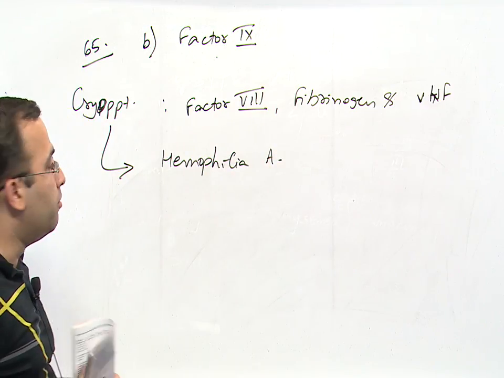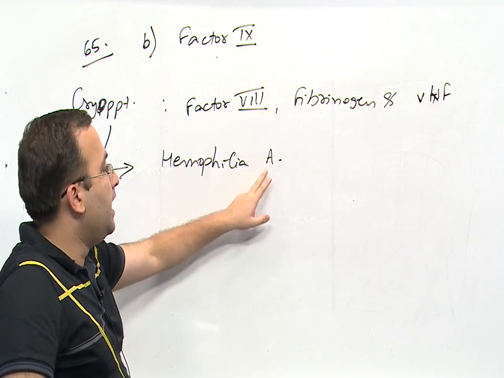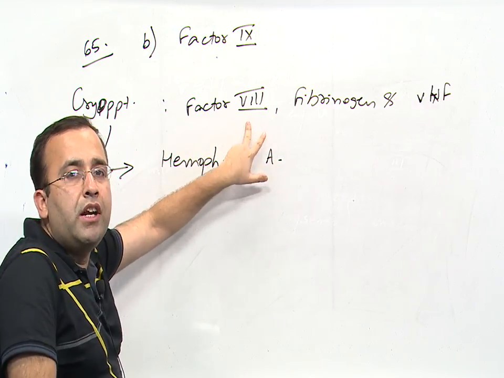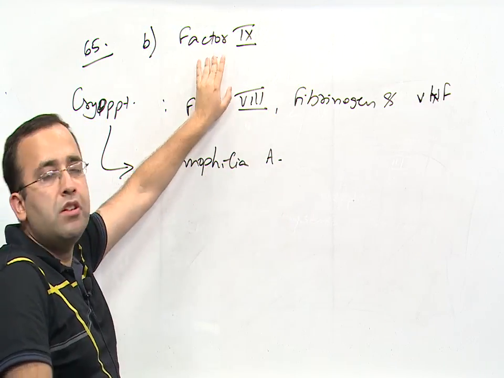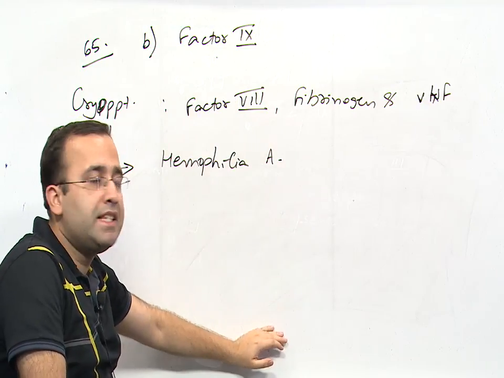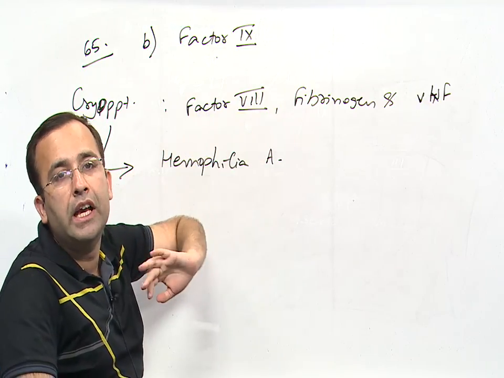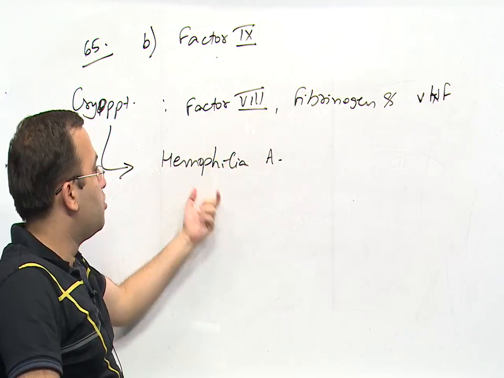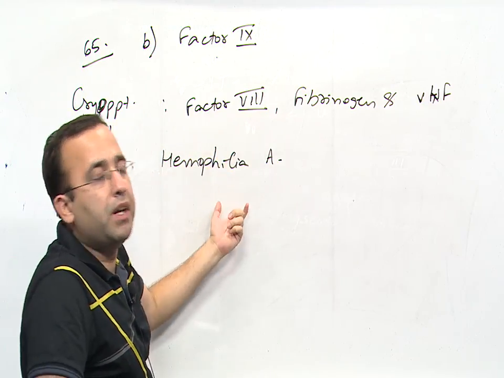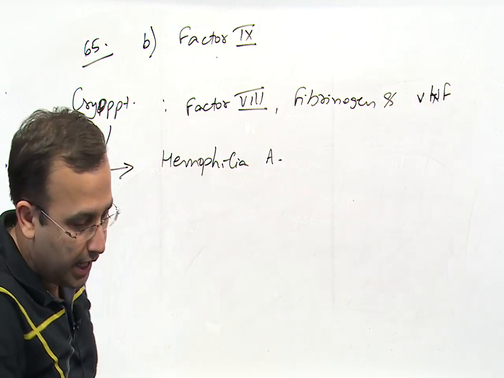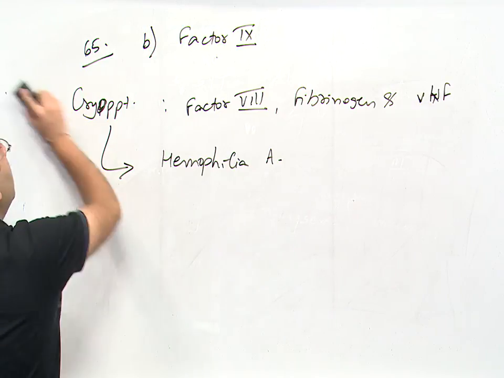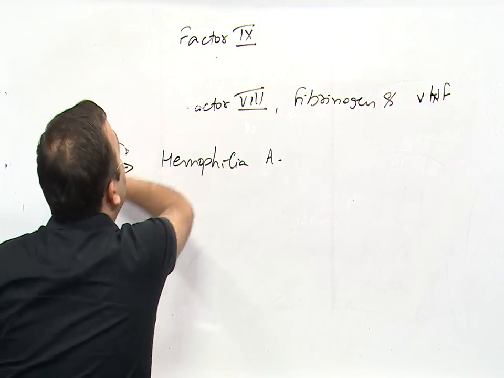You very well know hemophilia is of three types: A, B, C. Hemophilia A, deficiency of factor 8. Hemophilia B, deficiency of factor 9. Hemophilia C, deficiency of factor 11. As cryoprecipitate has factor 8, you can use it in hemophilia A, that is when factor 8 is not available. Next.